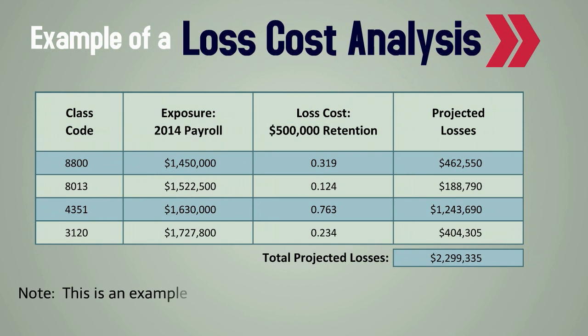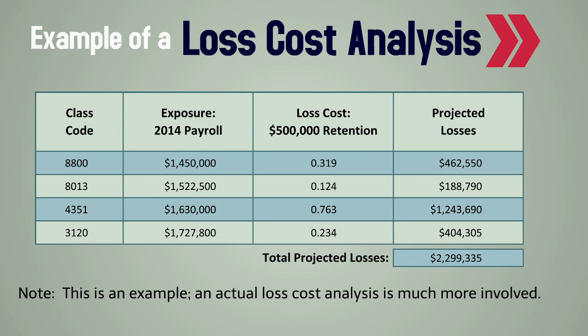This is a very simplified example of a loss cost analysis. This organization has 4 payroll codes. We see the payroll amount for each of those payroll classifications, and then we see the loss cost estimated for a $500,000 retention for each of those codes. And this determines the projected loss by payroll code. So by breaking the total payroll into class codes and estimating the loss costs per class code, we get a better estimate of the total projected losses, and we better understand in which class codes the greatest exposure lies.